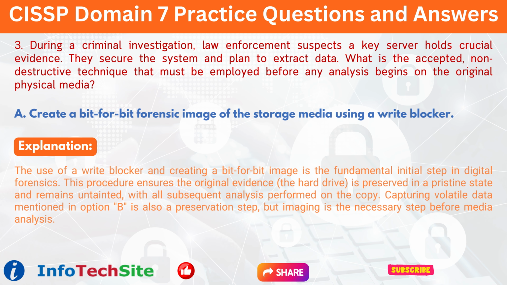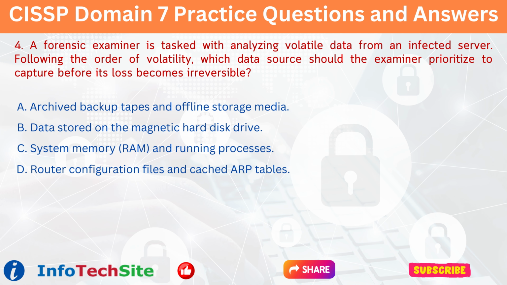The correct answer is A. Create a bit-for-bit forensic image of the storage media using a write blocker. Explanation. The use of a write blocker and creating a bit-for-bit image is the fundamental initial step in digital forensics. This procedure ensures the original evidence, the hard drive, is preserved in a pristine state and remains untainted, with all subsequent analysis performed on the copy. Capturing volatile data mentioned in Option B is also a preservation step, but imaging is the necessary step before media analysis.